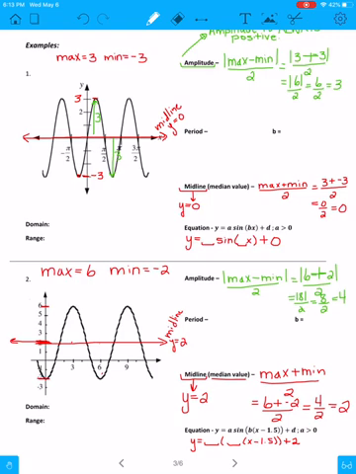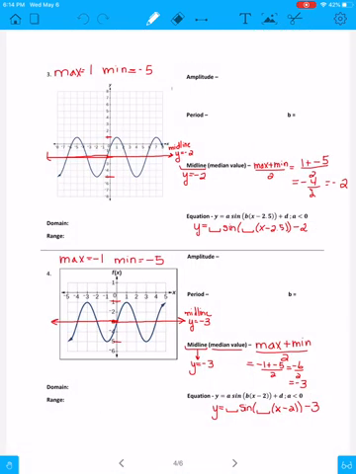So let's check it. From the midline, so from 2 to 6 is 4. From 2 to -2 is 1, 2, 3, 4. So I know I'm right. Because the distance from midline up and midline down is the same. It's 4. And that's my amplitude. All right. Let's go to the next page.